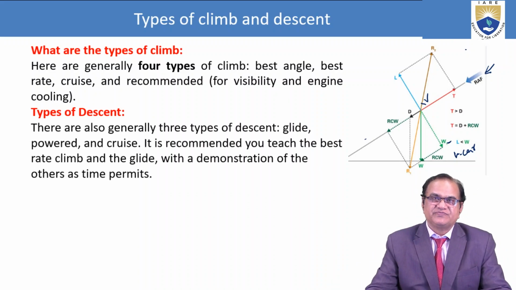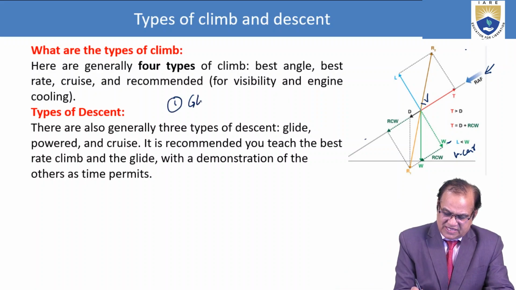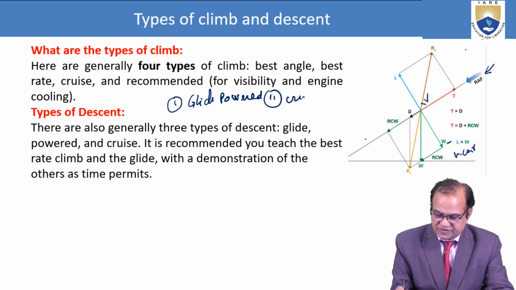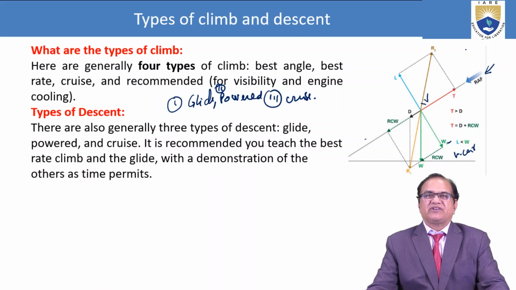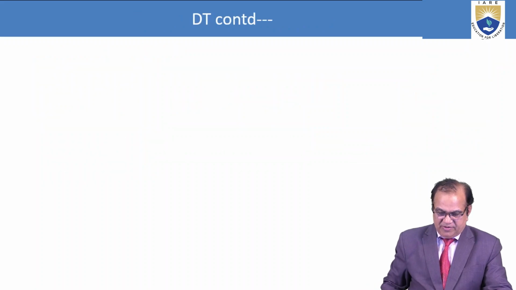Types of descent. There are also generally 3 types of descent. The first one is the glide, the second one is powered, and the third one is cruise. It is recommended you teach the best rate of climb and the glide, with demonstration of the others as time permits.